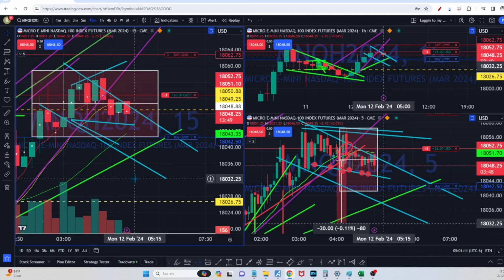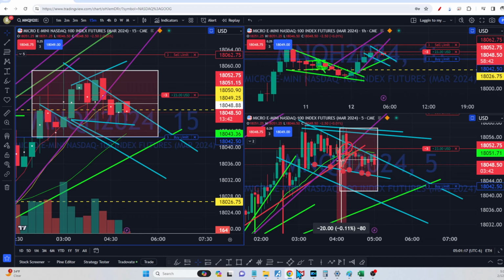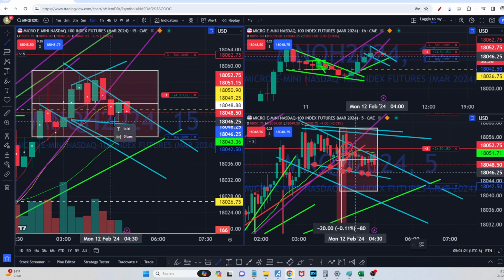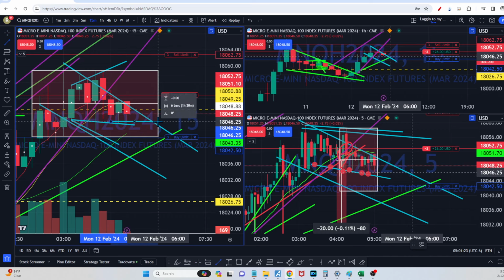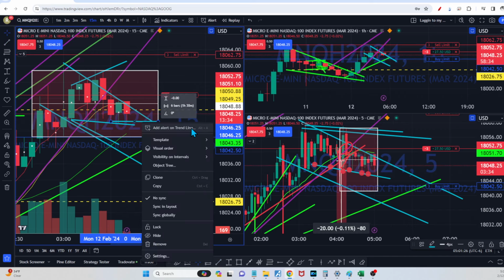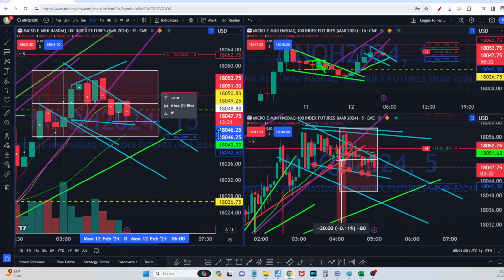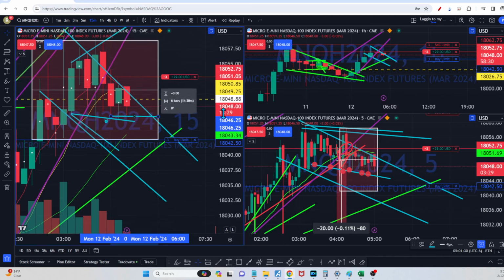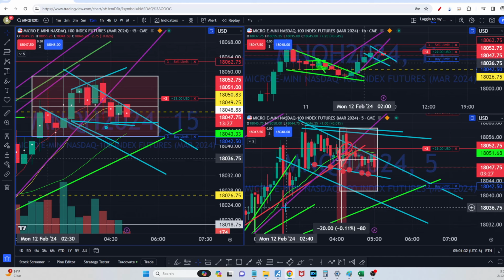Buying up a little bit. Let's trap them. Let's let them buy and let's trap them. Let's take out that low. Let's monitor this low right here. We're going to set an alert on that low. We're going to know when that low is broken. Break that low. Come on down here. Break that low.